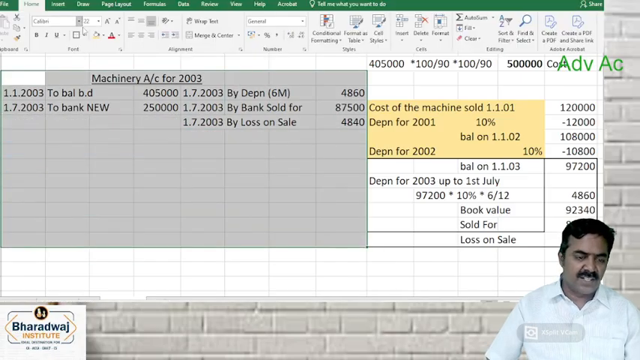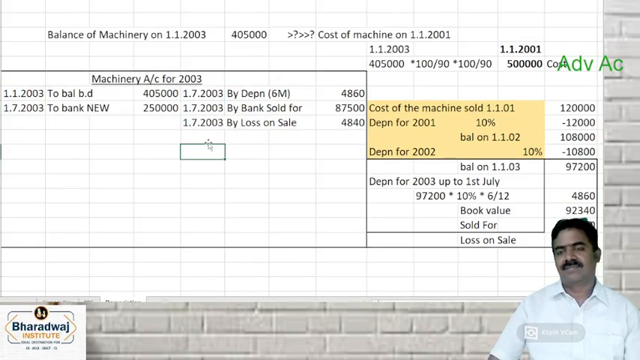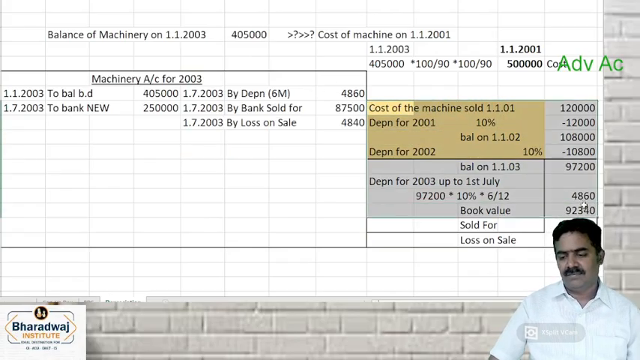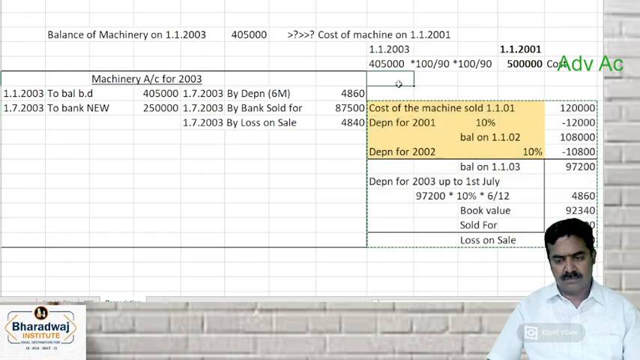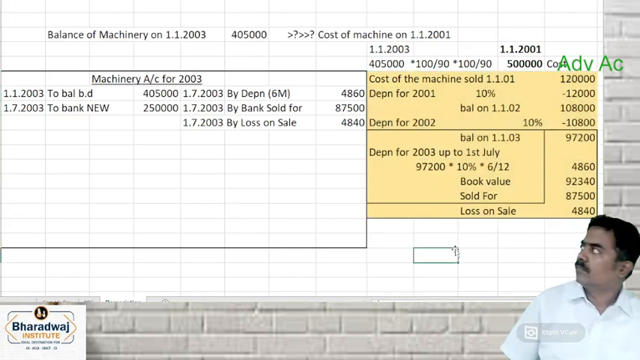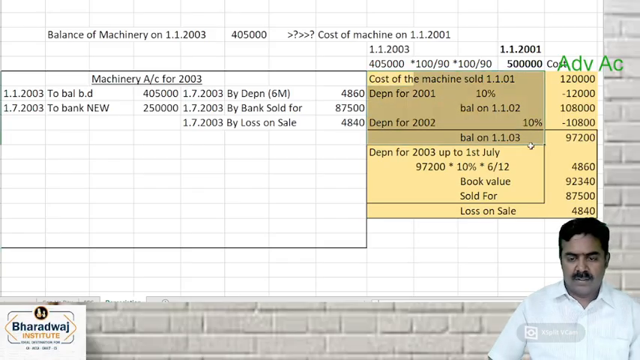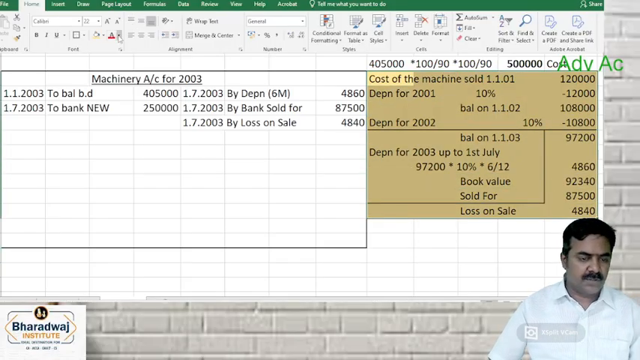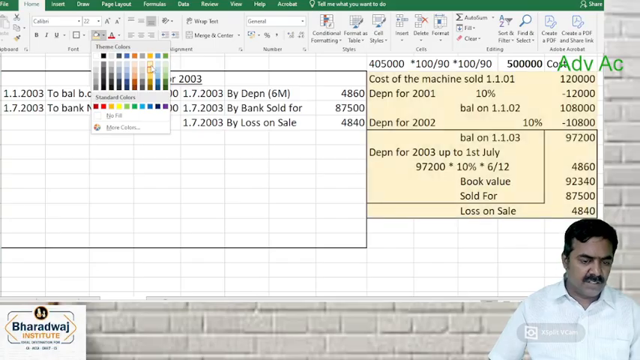It's not over. We have to change the method of depreciation also. Take up this, then we'll proceed. End of the year method change பண்றோம்.